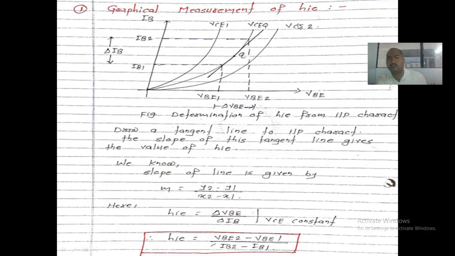For calculation of hi by the graphical method, what do we have to do? We have to use the plot. Then two points of the graph should be used for the calculation, an upper point as well as a lower point. So we know that the slope m is equal to (y2 minus y1) divided by (x2 minus x1). So for the calculation of hi, the input impedance, right?